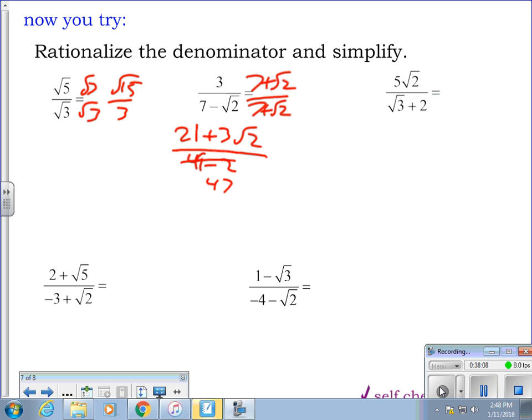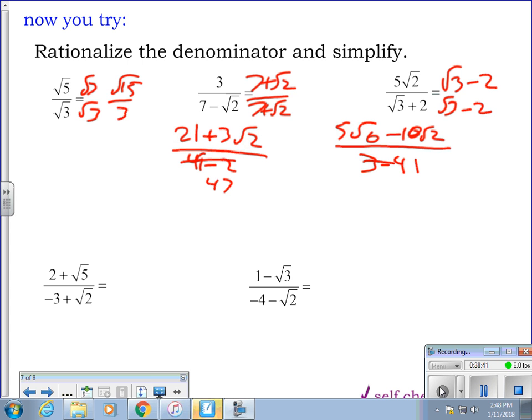Next one, I multiply by root 3 minus 2, and it doesn't matter where the root is, which one I have. It's always exactly the same except for the sign between the two things. So 5 root 2 times root 3 is 5 root 6 minus 10 root 2. And then root 3 squared is 3. 2 squared is 4, so that's minus 4, which becomes negative 1.